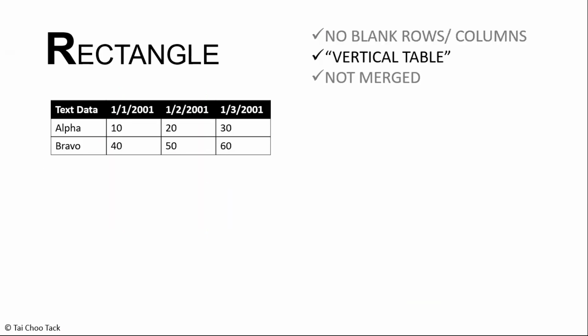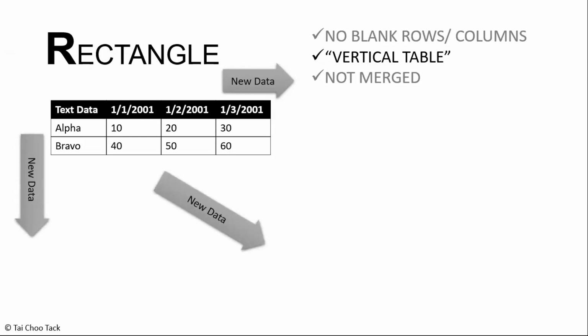Next one is vertical table. Sometimes we download data and see a summary form like this one. You see the date is on the top. Whenever more dates or more months appear, the data will expand towards the right side. When it has more and more text data, it will expand downwards. This kind of structure expands in all directions, so it doesn't have a consistent number of rows or columns. Such data is good for summary, but it's not easy to reanalyze.